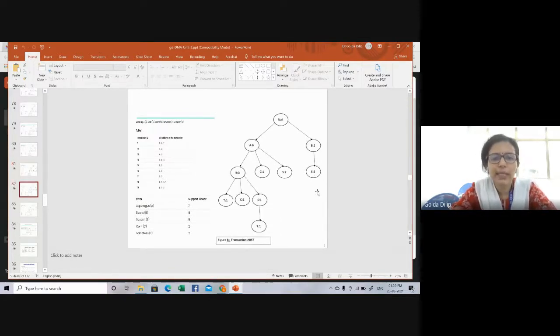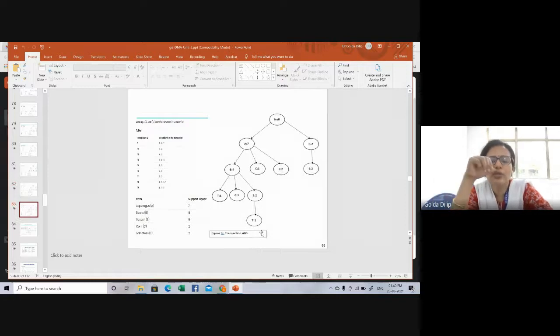Now coming to the 8th transaction, it is BAST. When you are arranging it in the decreasing order of the support count, it becomes ABST. So A becomes 6, B becomes 3, S. There is no link from B to S, so you create a new node S with a count 1. And from S, you have another link called T with a count 1. So that is transaction 8.